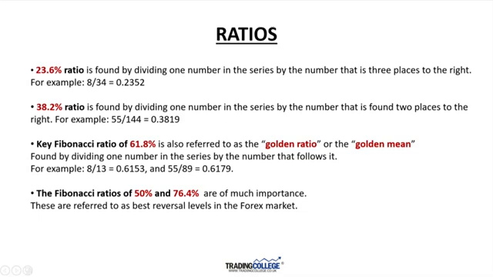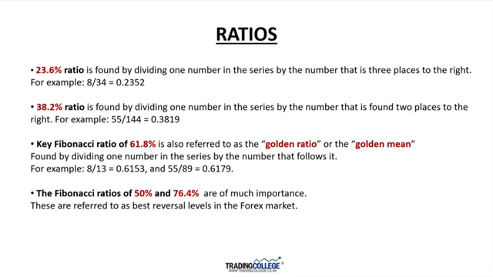The 23.6 ratio is, and you can see on the slide here, by dividing one number in the series by the number that is 3 places to the right. I'm not going to go through every single one, but 38.2, 61.8, golden ratio, golden mean. There's a lot about it online about why it's the golden mean. You've got the 76.4%. Really, that's the one I use.